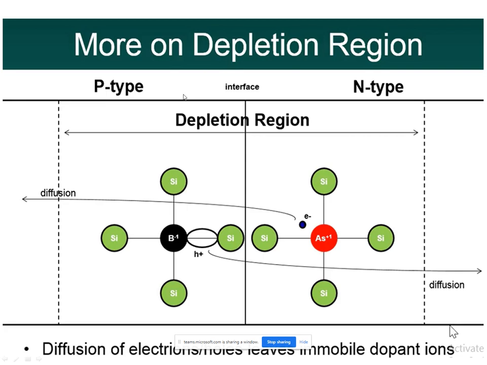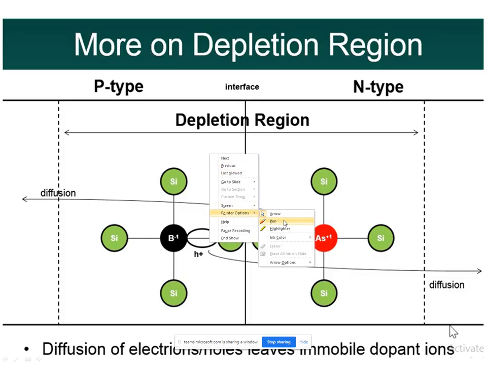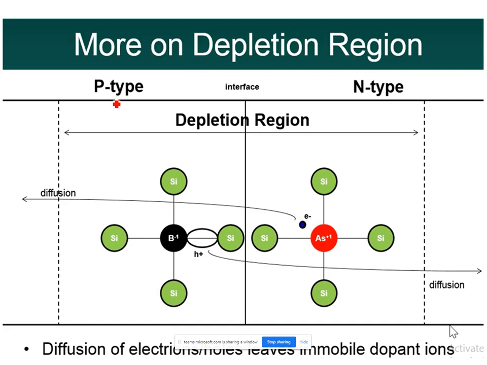Right. So coming to the depletion region, whenever we have a p-type material and an n-type material, and we bring the p-type material in contact with the n-type material, at that instant itself the depletion region is formed. Here I have taken an example of boron, and here the example of arsenic, which is pentavalent, and boron is trivalent.